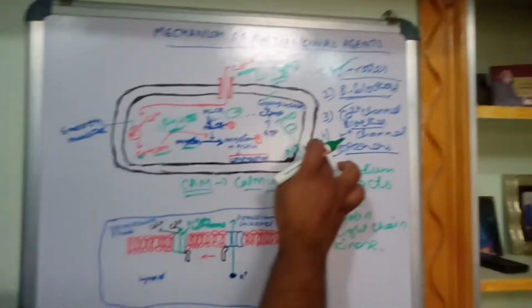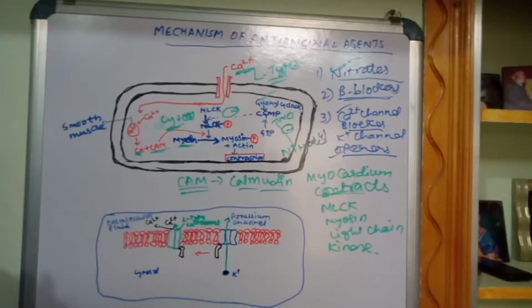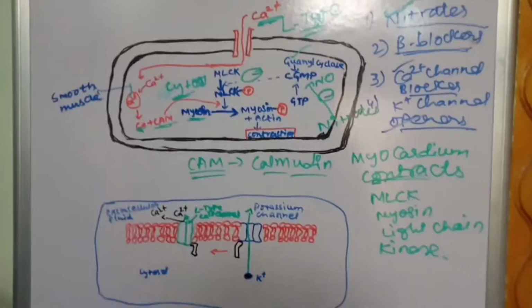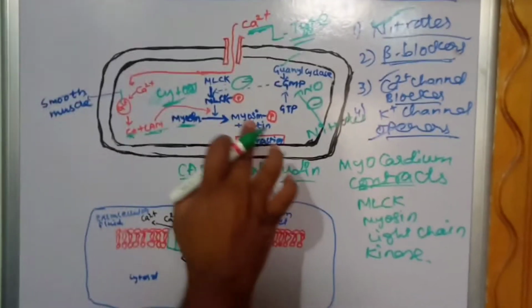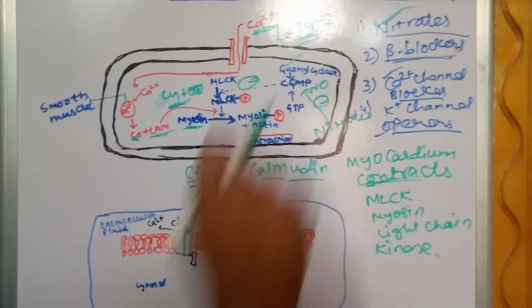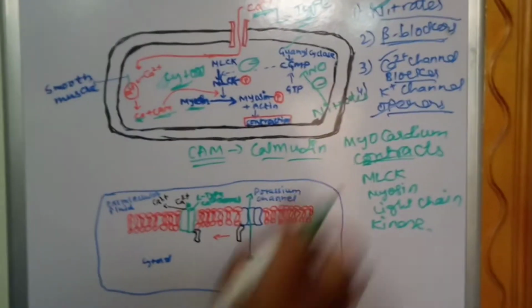So nitrates inhibit the cyclic GMP secondary messenger, thereby inhibiting the guanylate cyclase pathway. There is no phosphorylation, no combination with actin, and no contraction. Relaxation of smooth muscle takes place. So this is one class.